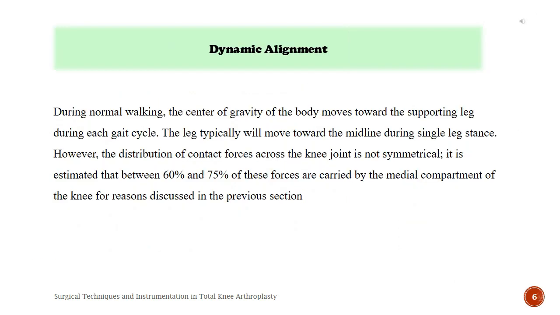Dynamic alignment. During normal walking, the center of gravity of the body moves toward the supporting leg during each gait cycle. The leg typically will move toward the midline during a single leg stance. However, the distribution of contact forces across the knee joint is not symmetrical. It is estimated that between 60% and 75% of these forces are carried by the medial compartment of the knee for reasons discussed in the previous section.